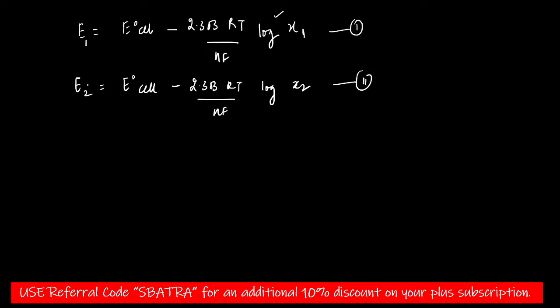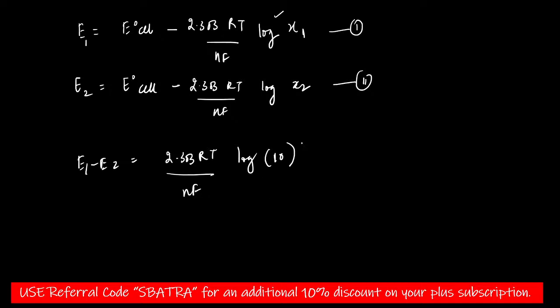We know that this delta E is given to us. So for delta E, I'm going to subtract 1 minus 2. Delta E, E1 minus E2, is equal to the E naught cell terms, which cancel out, so this value is equal to 2.303 RT by NF log of this factor, and we know this factor is given to us, that is 10. Is this step clear? Any doubts in this step?